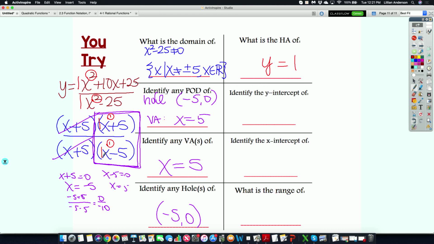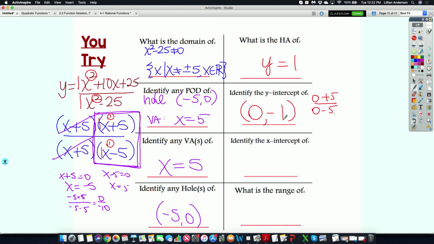Okay? So, when I plug in 0 for x, what number do I get? -1. So it's written as a point. 0, -1. Very good. How do I find my x-intercept? Plug in 0 for y or, a little louder, set the numerator equal to 0.